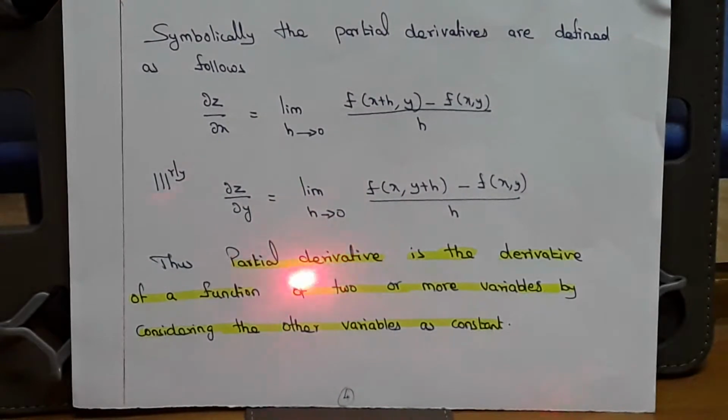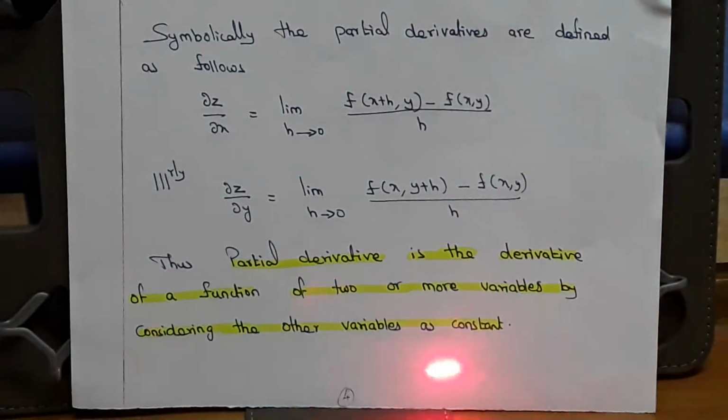So we can say partial derivative is the derivative of a function of two or more variables by considering the other variables as constant. We have to remember this carefully. When we are doing partial derivative with respect to one variable, we have to treat the other variable as constant.